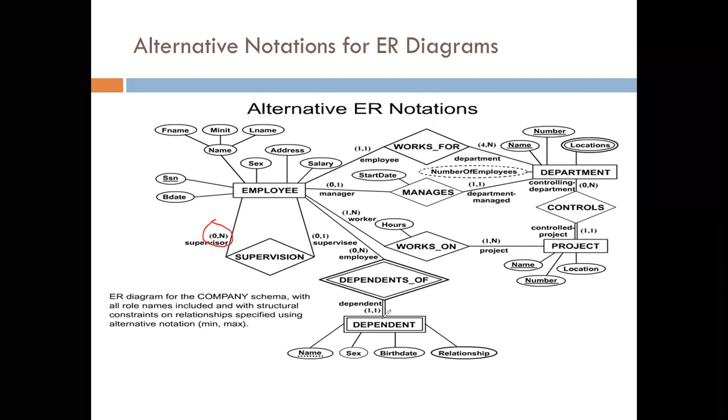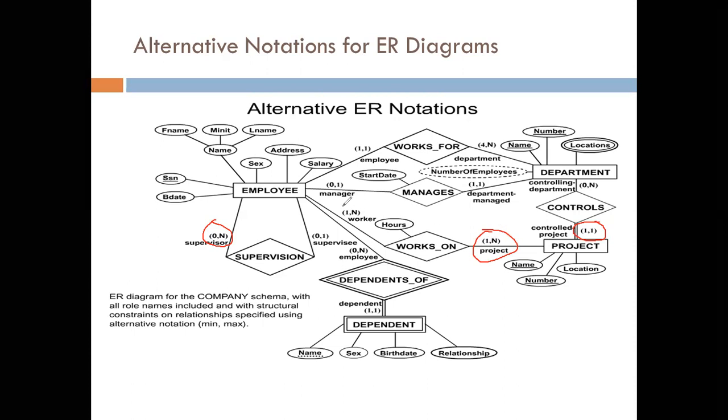So again, this is dependent on our assumptions. Here 1 comma 1 indicates that one project must belong to one department. One employee can work on n number of projects. So that is 1 comma n over here.